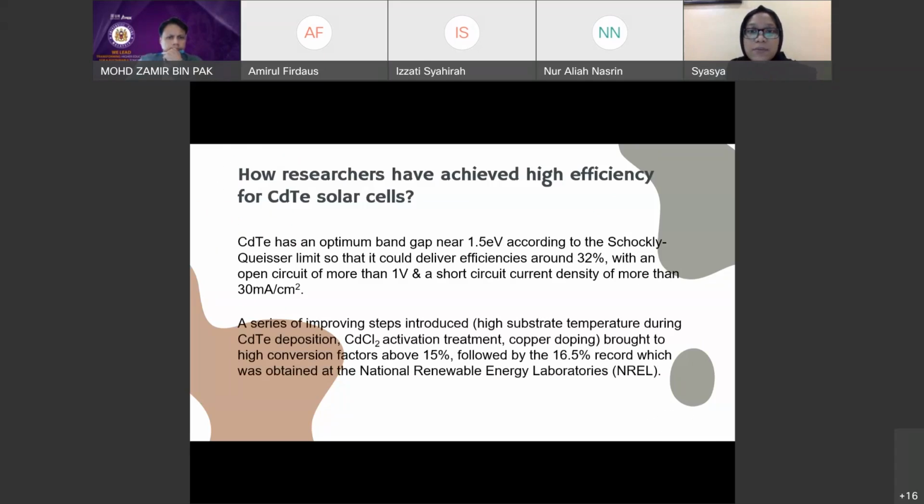A series of improving steps were introduced, among them high substrate temperature during cadmium telluride deposition, cadmium chloride activation treatment, and copper doping. These brought conversion efficiencies above 15%, followed by the 16.5% record obtained at the National Renewable Energy Laboratory.